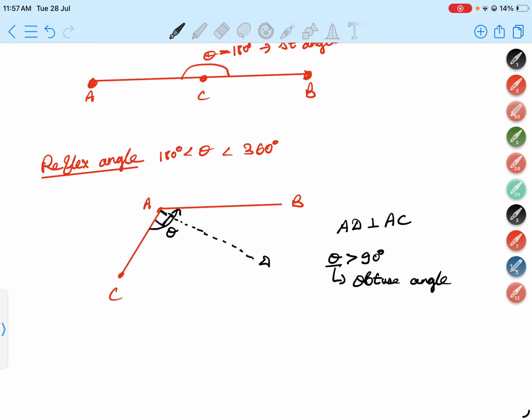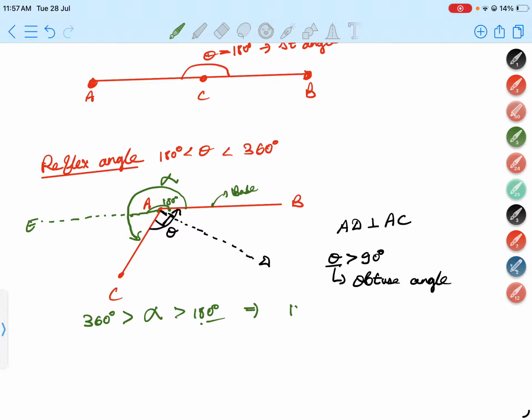So what is a reflex angle then? What if we move from B towards C, that is in this direction, taking AB as the base, then we get an angle alpha which is greater than 180 degrees, because the straight line would be somewhere like this towards E, and only this much will be 180 degrees. So we have an angle alpha which is greater than 180 degrees, but at the same time less than 360 degrees. To write it properly, 180 less than alpha less than 360. So this alpha is our reflex angle.